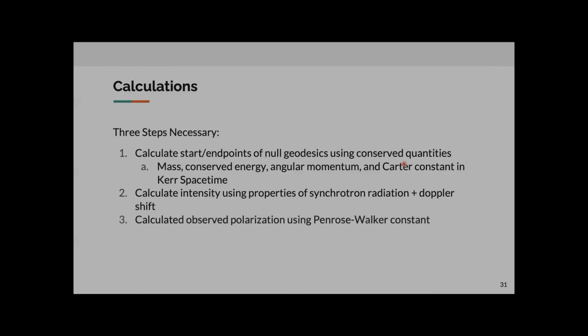Finally, the third step is to calculate the polarization pattern on the image. And this is done using the Penrose-Walker constant, which is yet another conserved quantity of the Kerr metric that encodes how the polarization vector is parallel transported. It's worth noting that the first step does require some light numerics, but the second 2 steps, steps 2 and 3, are fully analytic and therefore allow us to very efficiently compute these polarized images of a black hole.